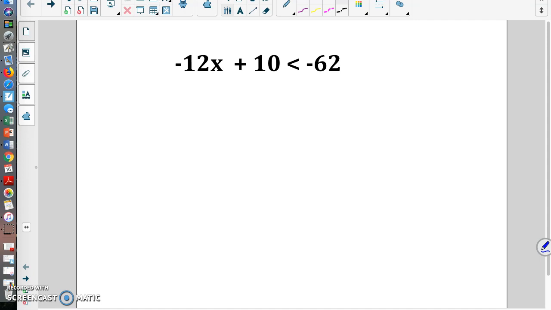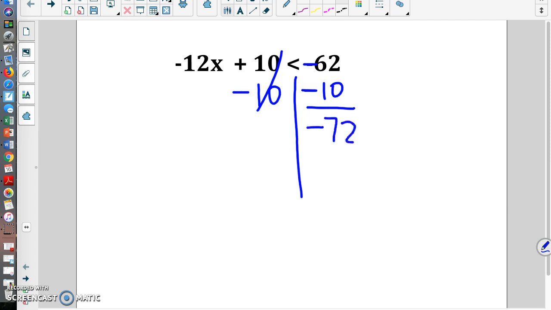So I want you to write it down, pause it, work it out yourself, and see if you get the same thing when I finish it. So press pause and work out this problem. So what you should have done is subtract the 10 on each side. We have same signs here, so same signs, keep and add. Write down your inequality and your negative 12x.